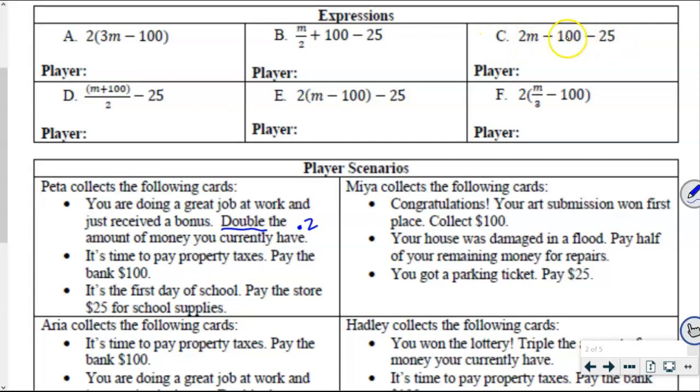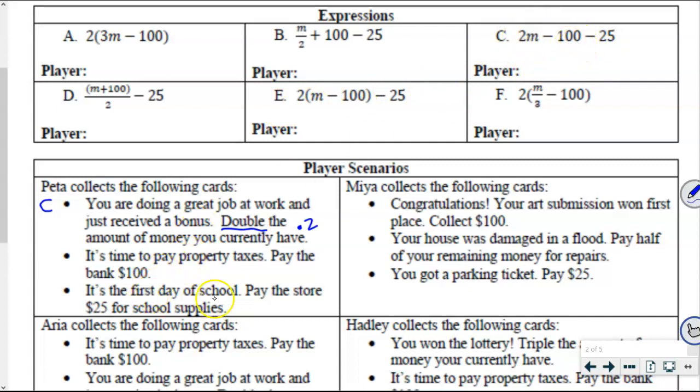No parentheses, no grouping symbols this time. So what's happening first? It's being multiplied by 2. So it's probably going to be C, but let's keep on reading and see if it matches. It's time to pay property taxes. Pay the bank $100. So again, if I'm suspecting that it's this one, we had it doubled first and then we see we're subtracting 100.